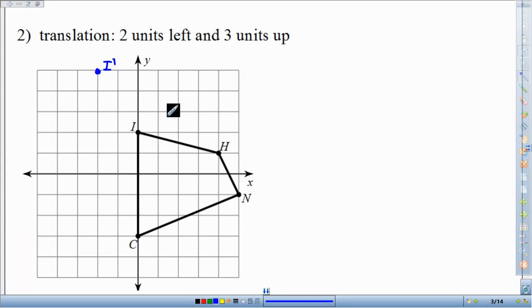So I'm going to go to H, 2 units left, 3 units up. There's H prime. N, 2 units left, 3 units up. There's N prime. And C, 2 units left, 3 units up. C prime. And just like before, we should see the exact same shape when we connect these dots, just in a different spot.